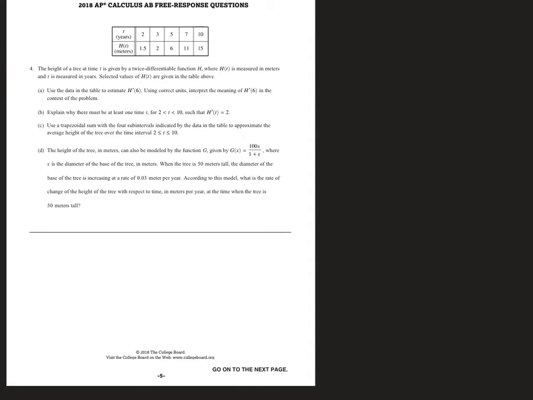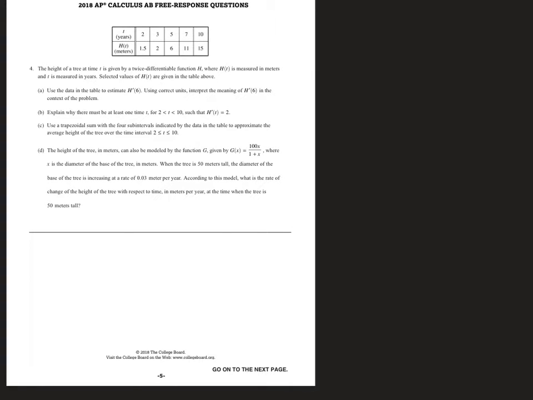In this video, we're going to go over the AP Calculus AB 2018 exam free response question number 4. In this question, we're given this table where we have t measured in years, h of t in meters, and this is modeling the height of a tree. Important that they say that h is twice differentiable. That'll be important as we go through here.